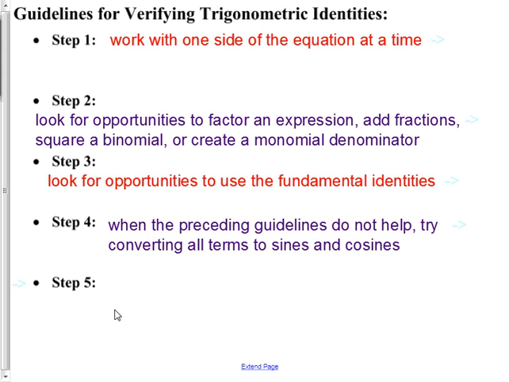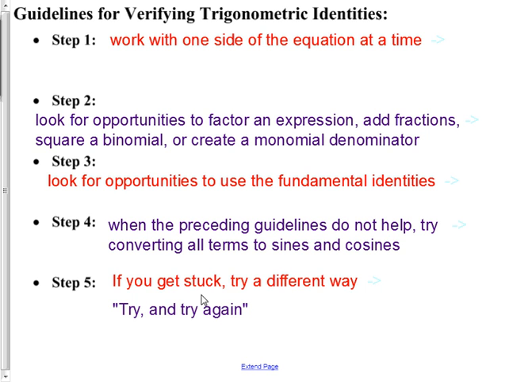Step 4, when preceding guidelines do not help, convert everything that you can possibly to sine and cosine. Sometimes this will open something up to you that you didn't see in the first place, such as cotangent over cosecant. They both have sine in the denominator, and that simplifies to being cosine.